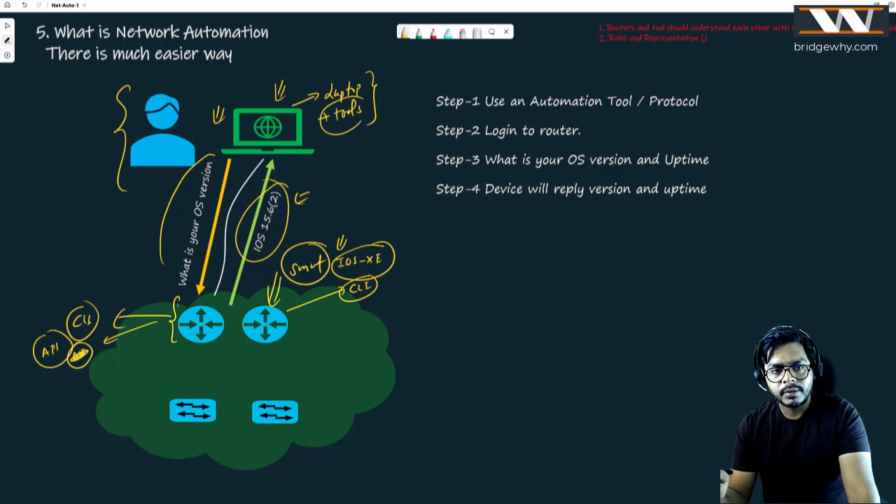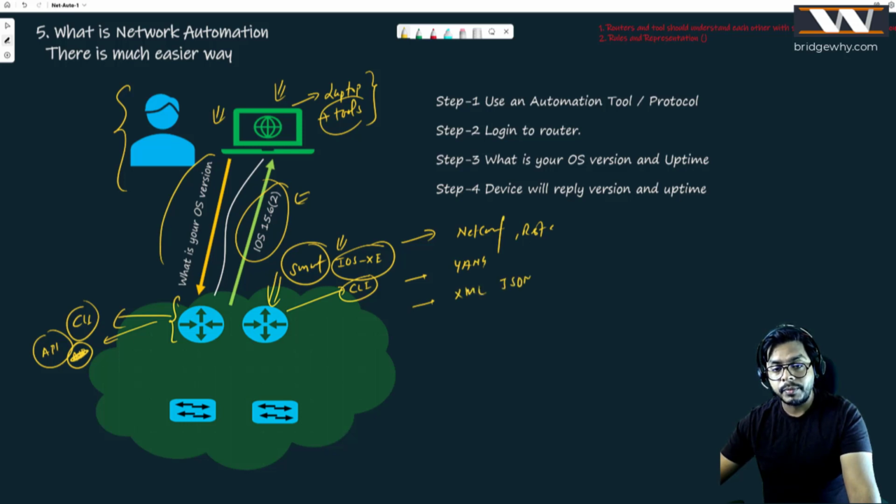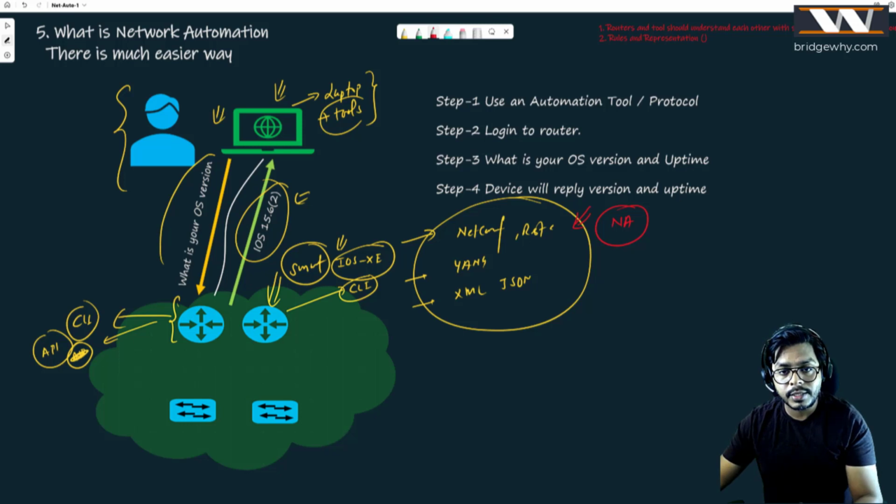And that is where the new tools are coming. I'm pretty sure that you have heard about the NETCONF protocol. If you haven't, that is perfectly fine. Or the RESTCONF protocol. I'm pretty sure that you have heard about YANG. I'm pretty sure you have heard about XML and JSON too. Believe me, these are the tools which are going to make your life easy if you want to understand network automation. And these are very, very simple rules, right? It is just like learning any other language. And do not worry, we will be starting everything from scratch, right?